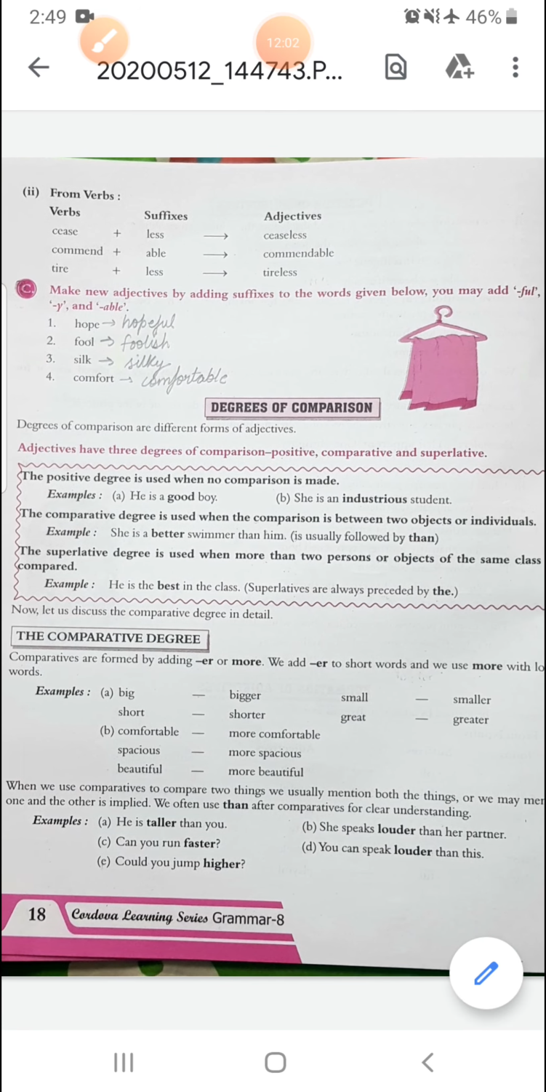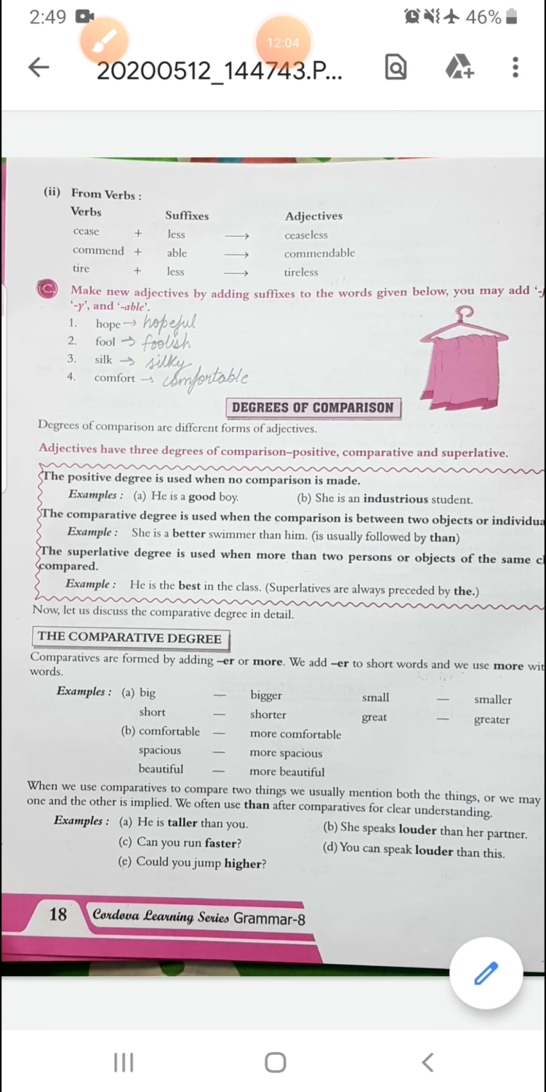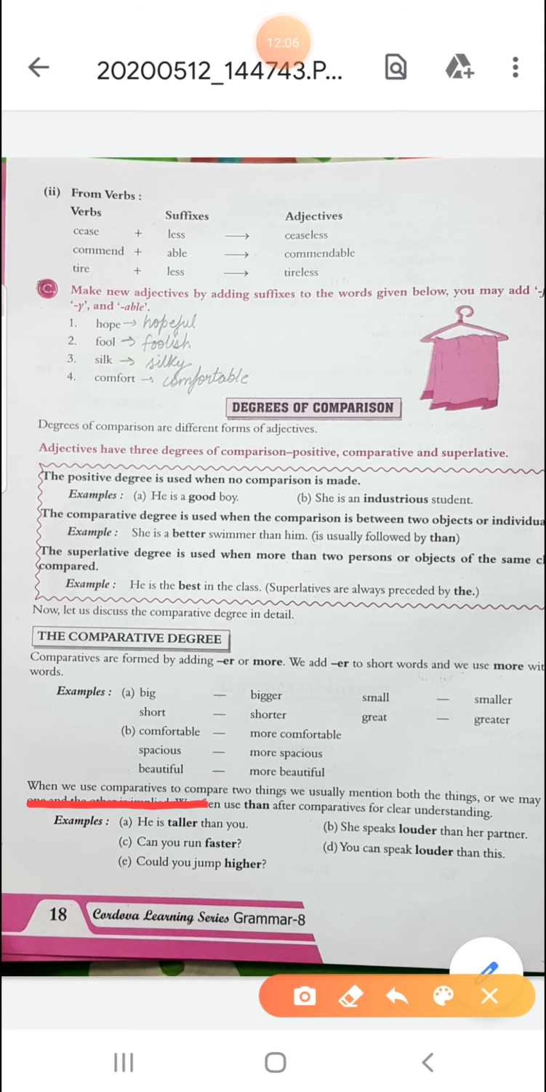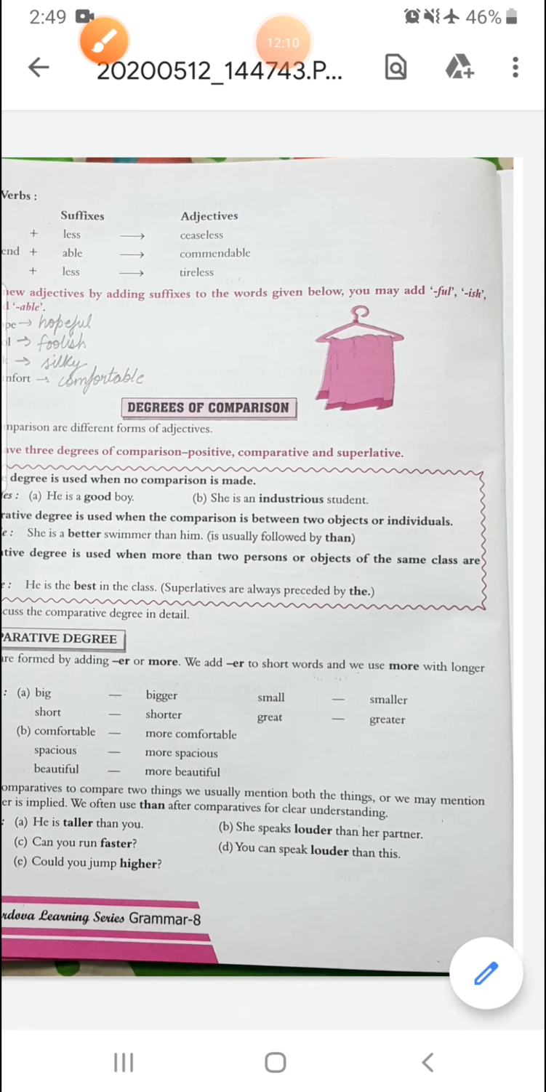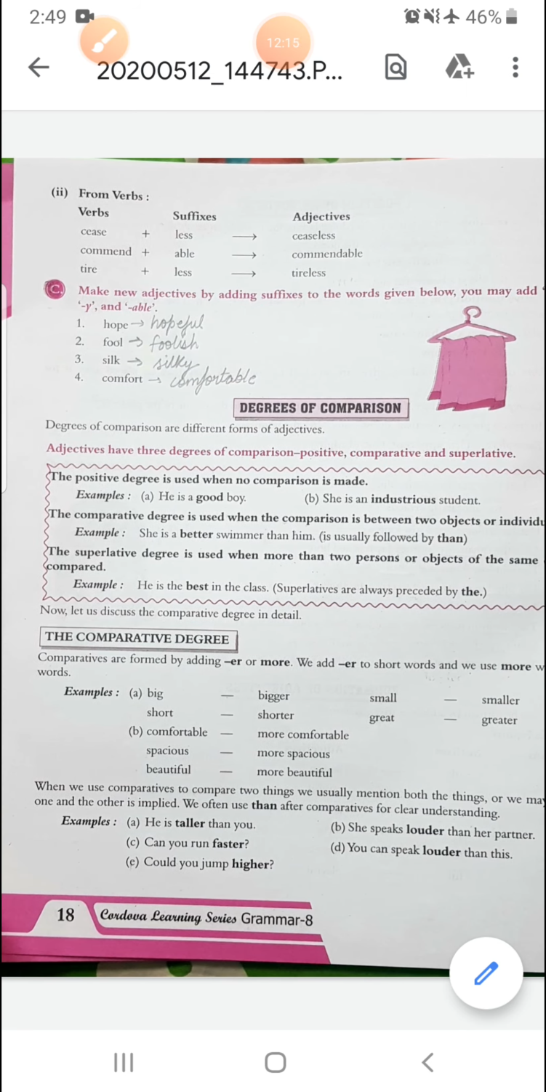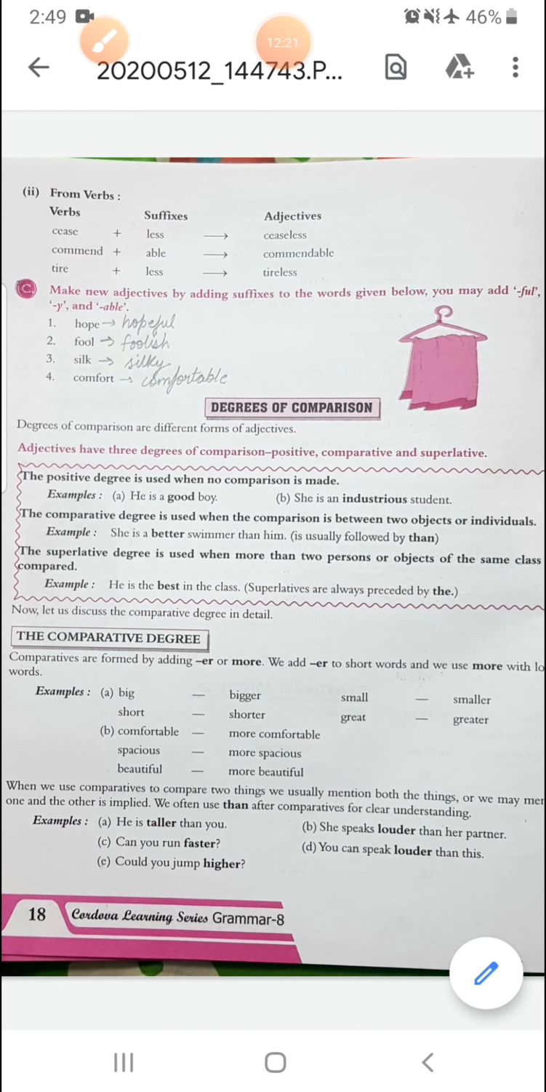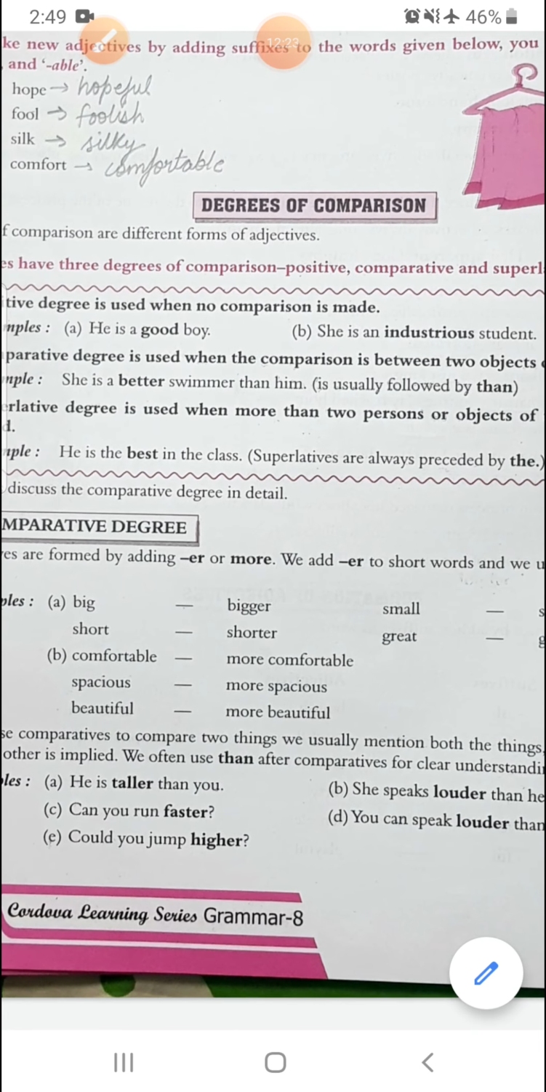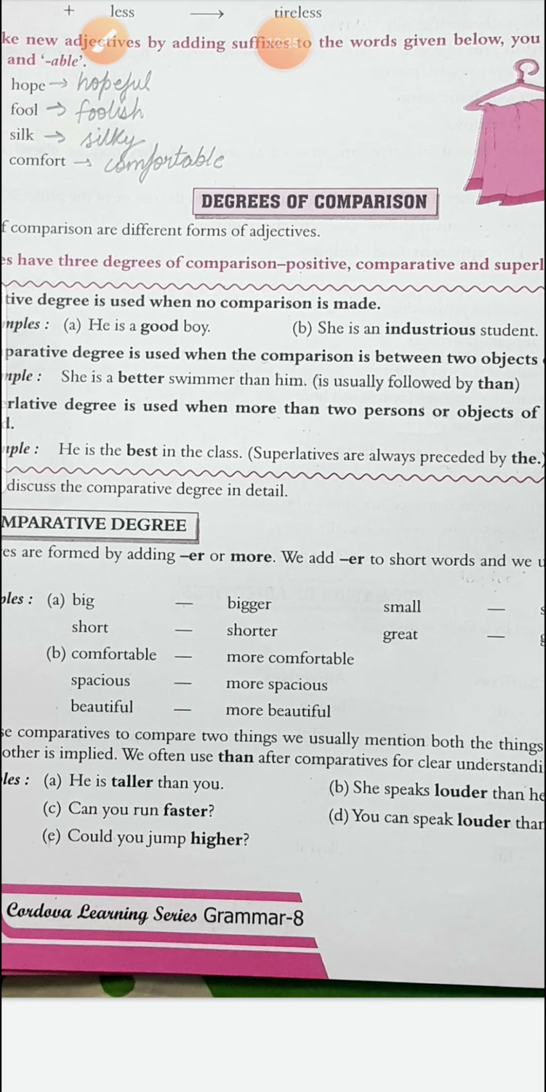Then see this next line here. When we use comparative to compare two things, we usually mention both the things, or we may mention one and the other is implied. Implied means we just consider that is there. Like if I say he is taller than you, it means that the first person is taller than you. I don't have to write this thing again and again.